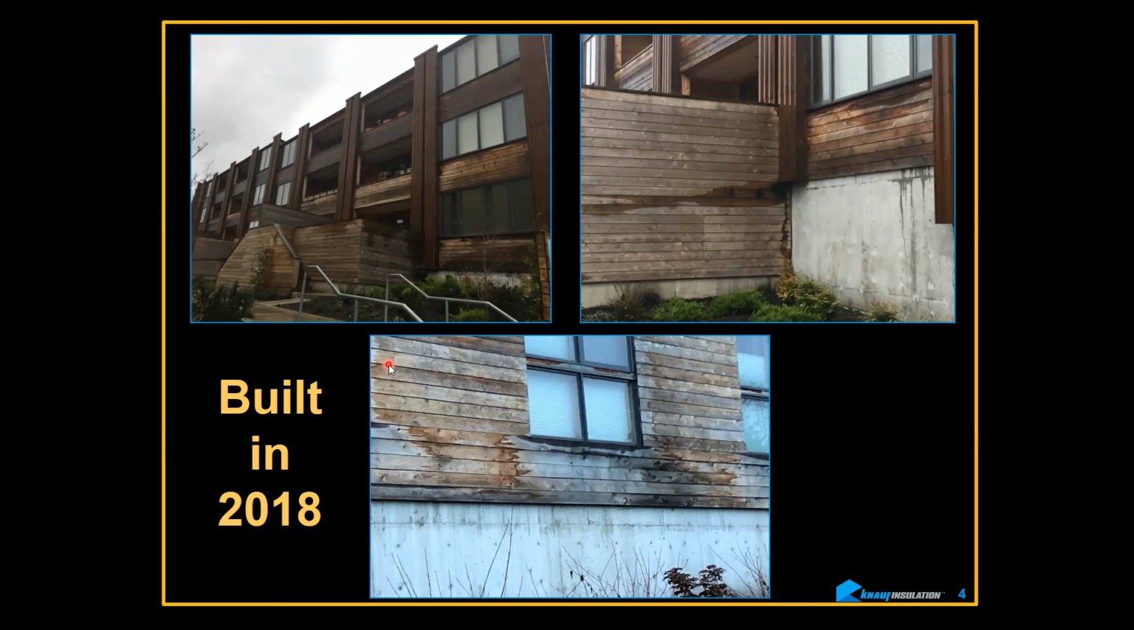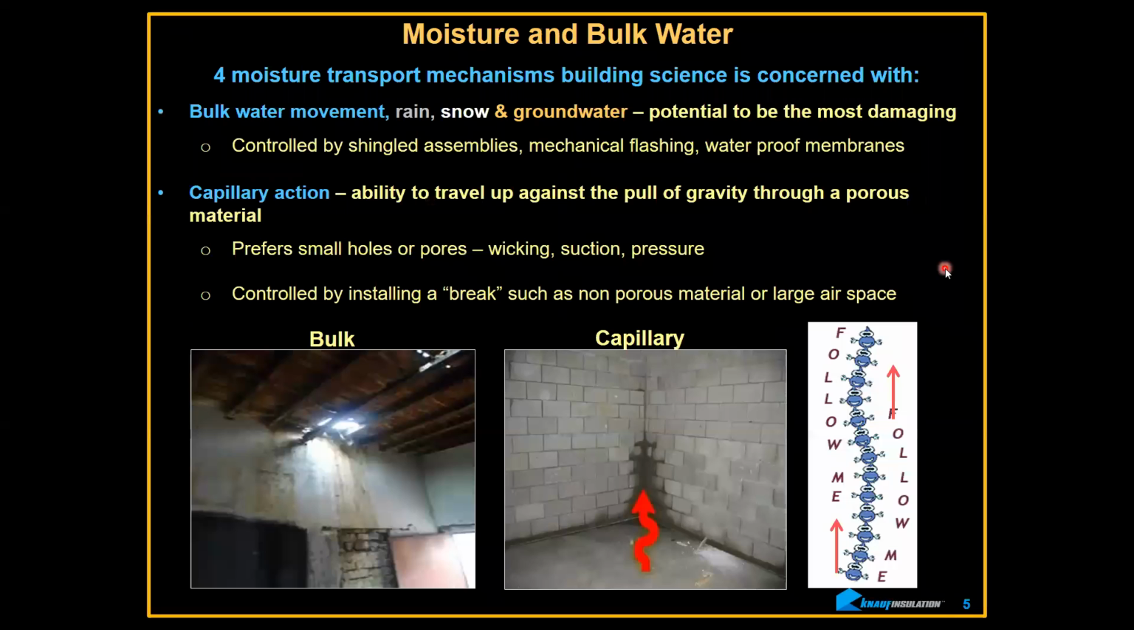Anyway, you can see what's going on here. Look for these details as you're running around. A couple of kinds of moisture we're talking about. This is bulk water movement, and this would be rain. On this one, hole in the roof. You can see the damage here.